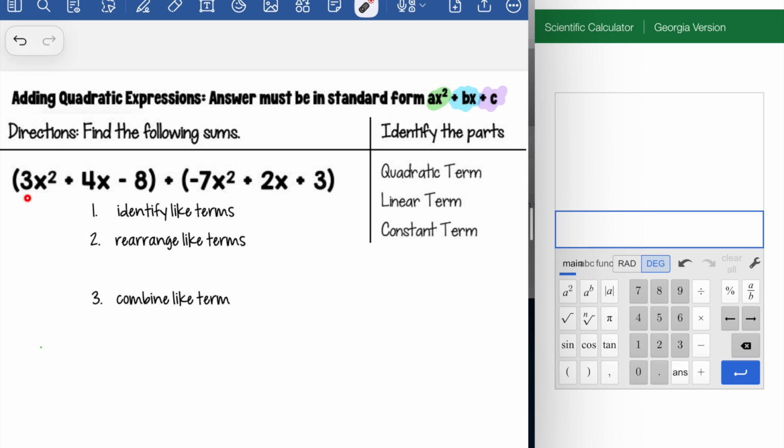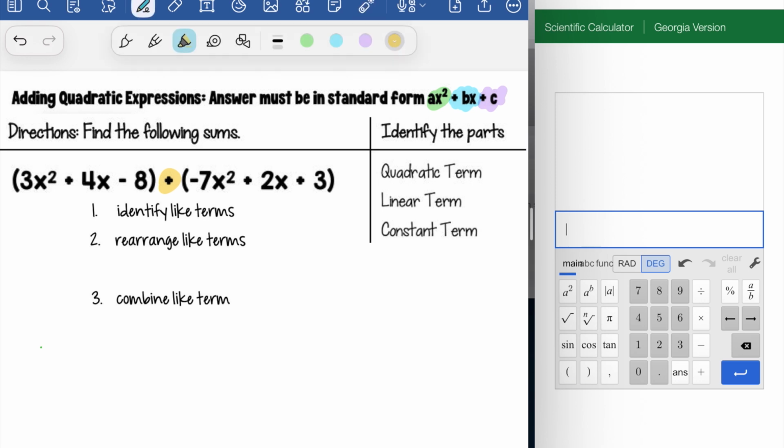Problem number 1 says 3x squared plus 4x minus 8, and we're going to add that quadratic expression to negative 7x squared plus 2x plus 3. So like I said, first we're going to identify our like terms. Like terms have the same variable and the same exponent.